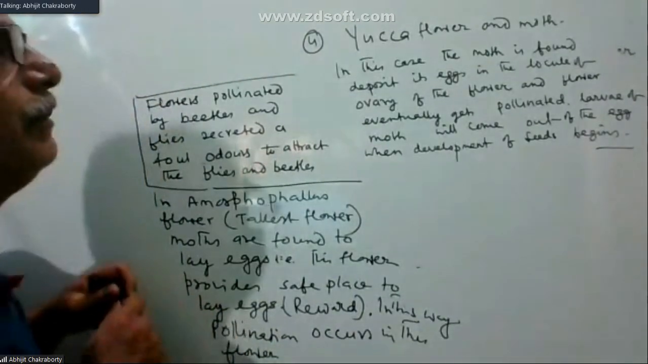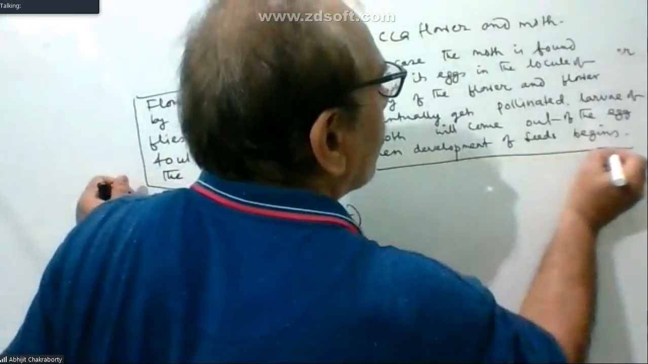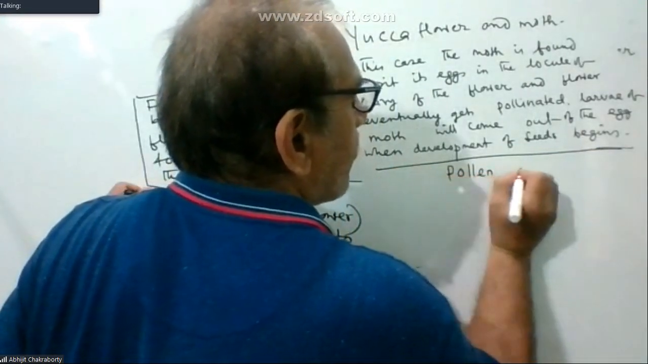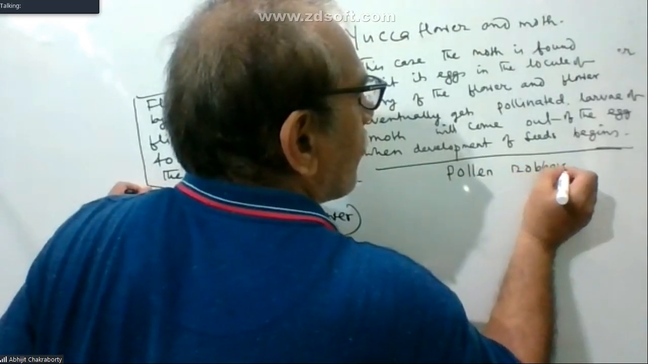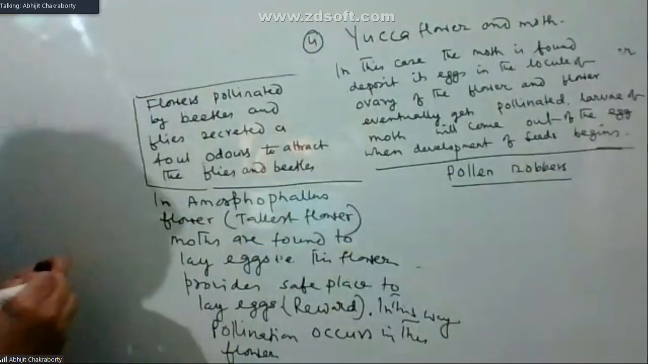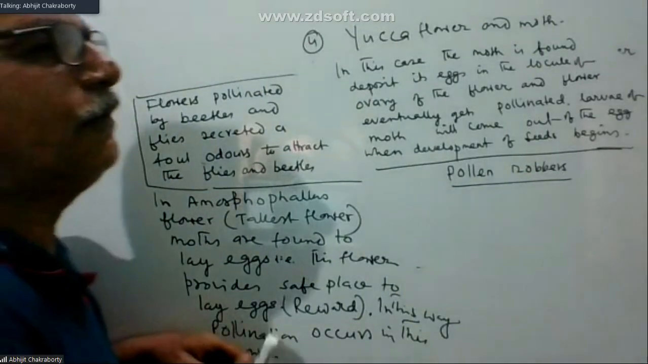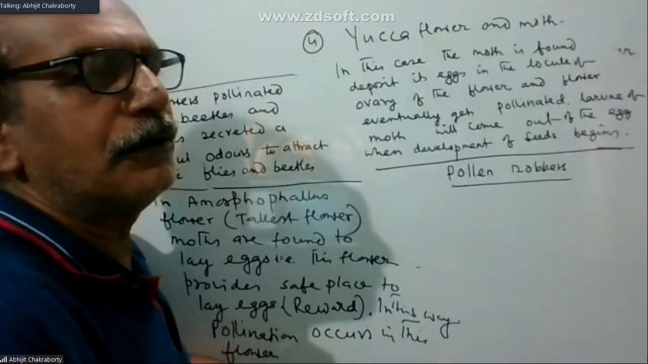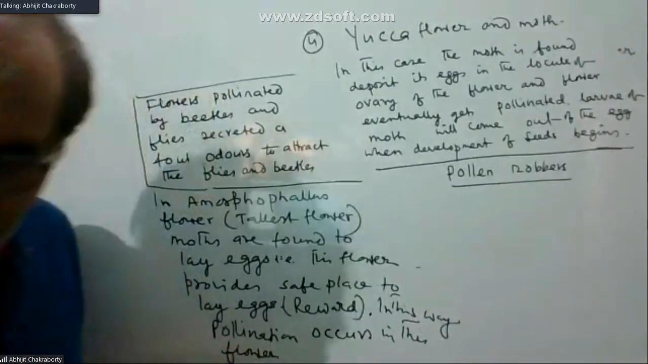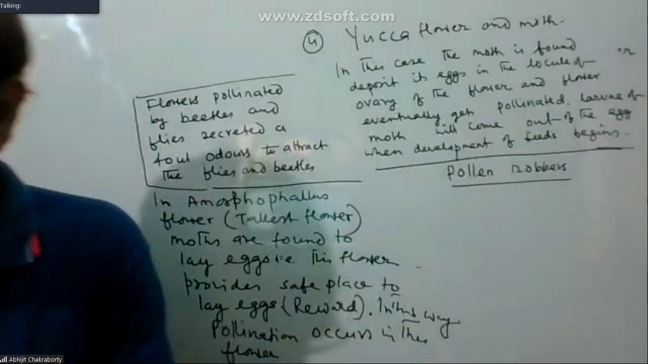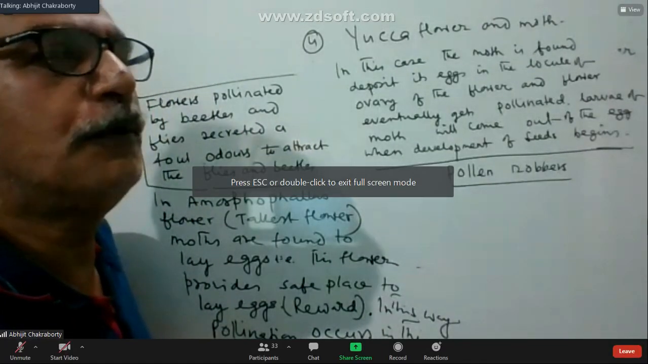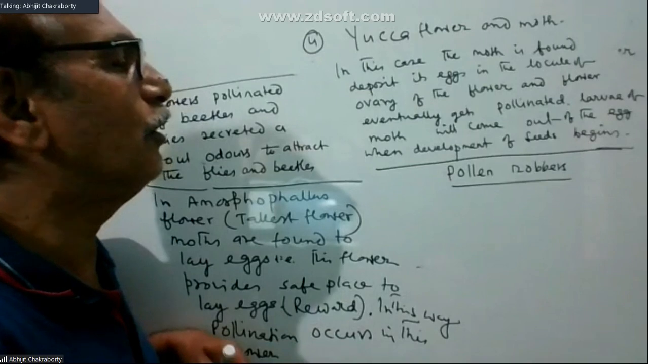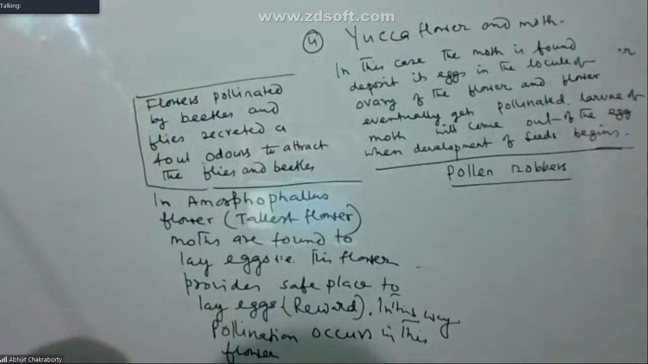But there are some animals, pollen robbers. There are some animals which are found consuming the pollen grains and the nectar, but they are not going to help in pollination. Consuming pollens and nectar, but not helping in pollination. These are called pollen robbers. Are you getting me?